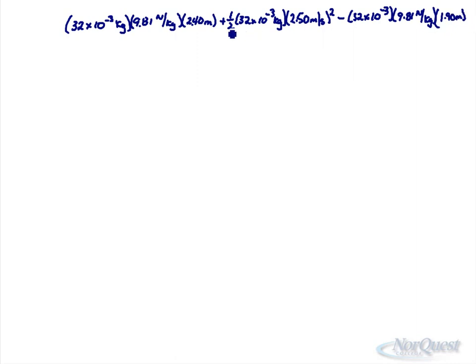And that's going to be equal to, which I'll put on this side, the kinetic energy at C, what's left over. So it's the potential at A plus the kinetic at A minus the potential at C to give us kinetic at C.